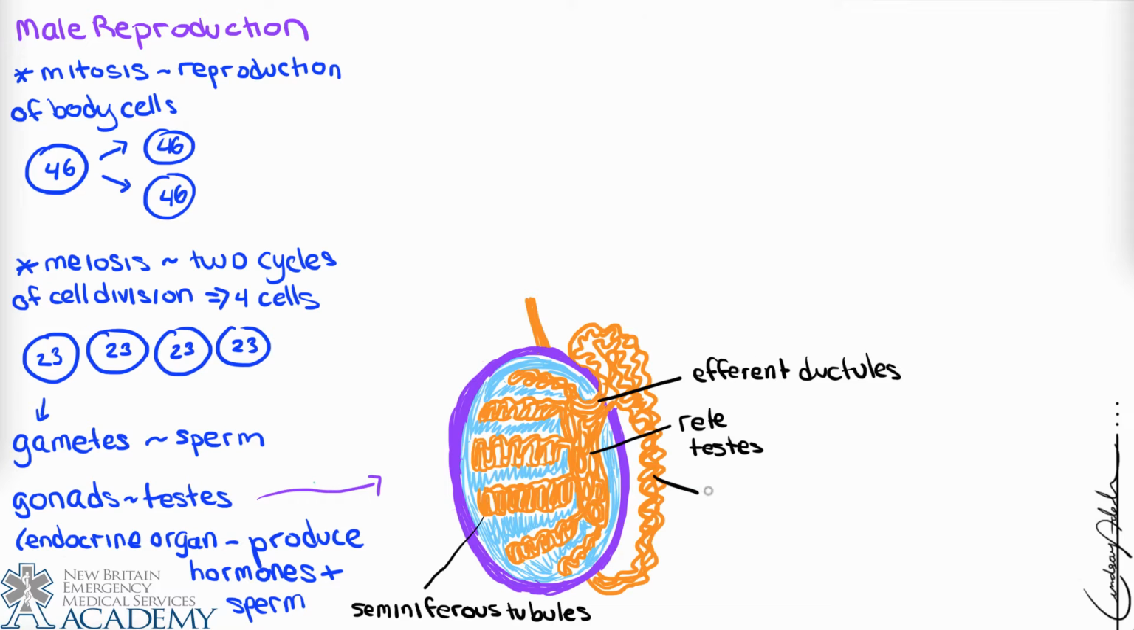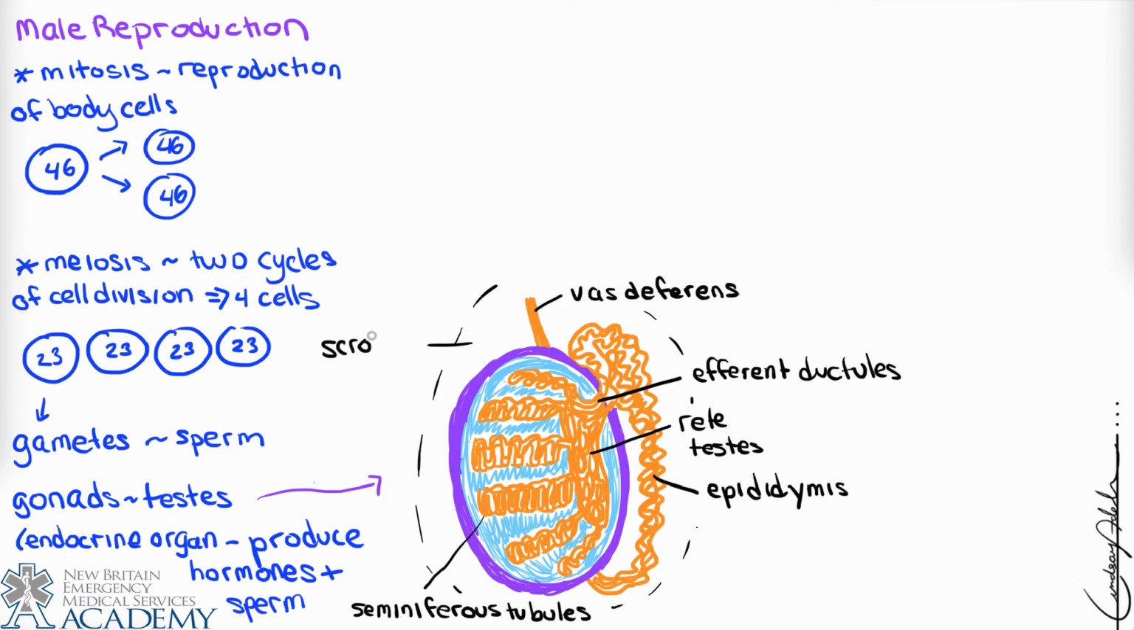And so as the sperm cells are produced, they actually move out of the seminiferous tubules into the rete testes and then the efferent ductules, where there's cilia and other things that help move the sperm out and then into the epididymis, and then they'll eventually exit through the vas deferens.